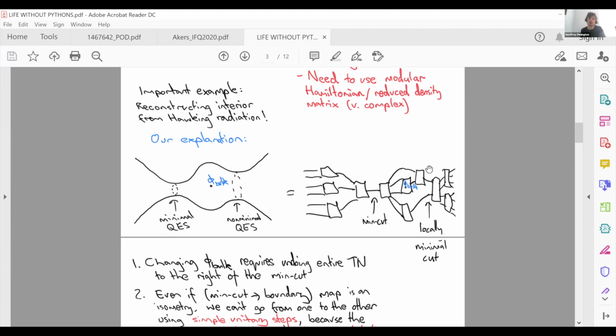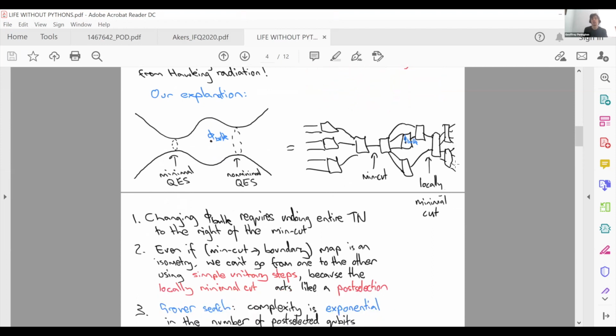Okay, and that locally minimal cut is the equivalent of this non-minimal QES. It's like the second constriction. Netta sometimes calls it the appetizer of the lunch. It's like where the lunch starts. We're starting from the boundary at this end. And then it gets big again, and then we have this boundary. And we're wanting to reconstruct this bulk operator using boundary operators here. Okay, so how do we do that?